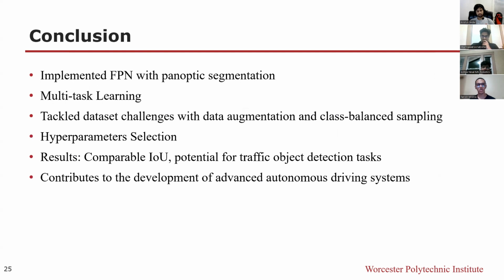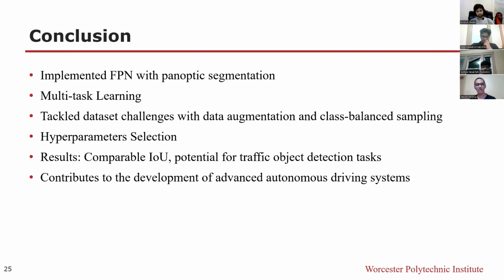Now we come to the conclusion. We've presented our work on implementing the FPN with panoptic segmentation for traffic object detection in this presentation. We have utilized multitask learning to enable our model to perform multiple tasks simultaneously, such as object detection, drivable area segmentation, and lane detection. To address the dataset challenges such as lack of diversity and class imbalance, we've employed data augmentation techniques and class balance sampling.